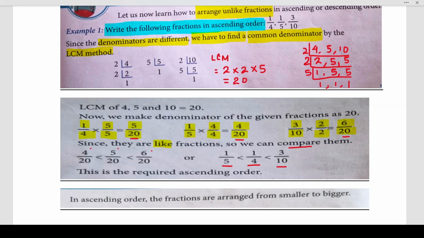In ascending order, the fractions are arranged from smaller to bigger. What will you compare from small to big? The numerators after making all the denominators the same. In this case, we have 4 as the numerator, which is the least, then 5, then 6. So this is how you will do the required ascending order.